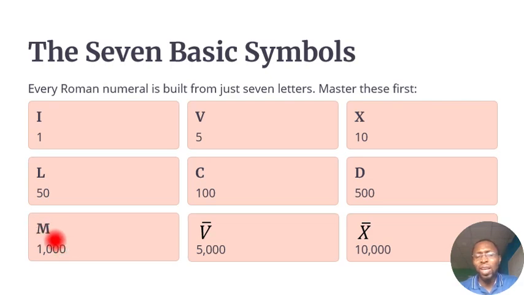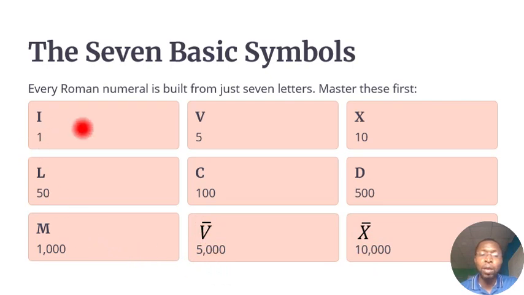But then, after a little advancement, this V, which is 5, can now be translated into 5000 by putting a bar on it. So V bar is 5000 in Indo-Arabic. We also have the X bar. X is 10, but the bar on it represents multiplication by 1,000. So X bar represents 10,000, just like V bar represents 5,000.